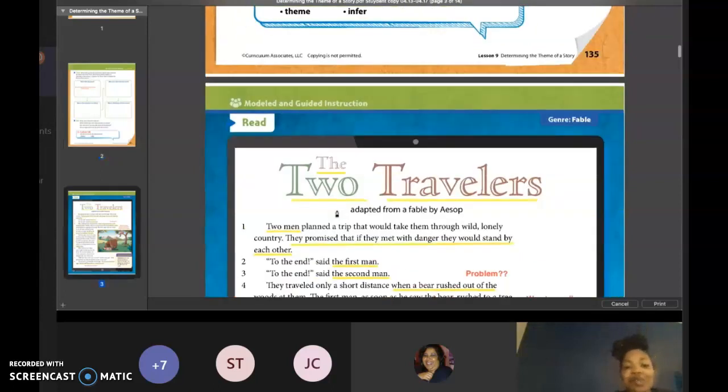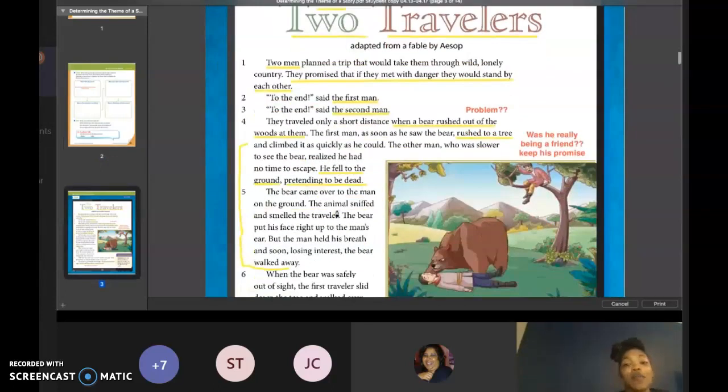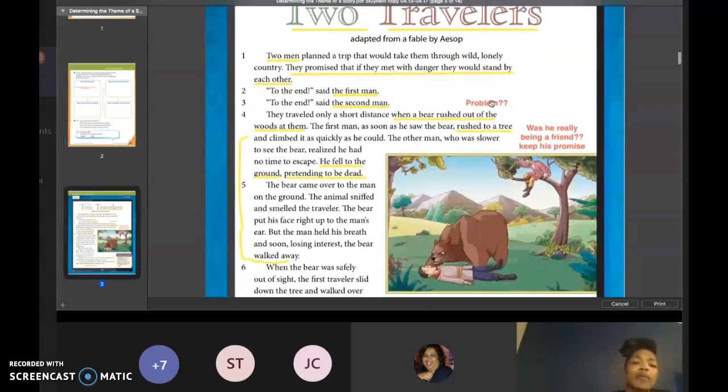Because we know that there's a lesson being learned, so we got to identify the problem. Okay, so as you can see here, on top of paragraph 4, I wrote "problem" and I wrote two question marks because I wanted to find out what the actual problem was. And when I found out what the problem was, I underlined it. I said, oh, the problem is when the bear rushed out of the woods at them, okay?